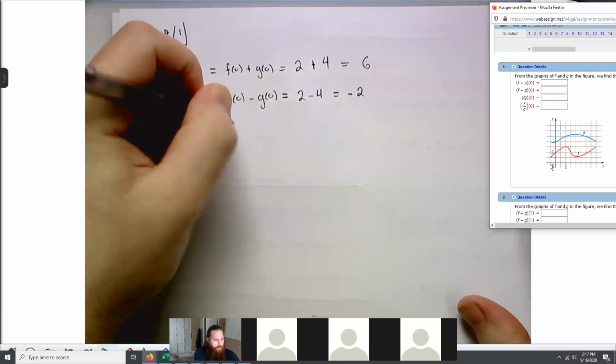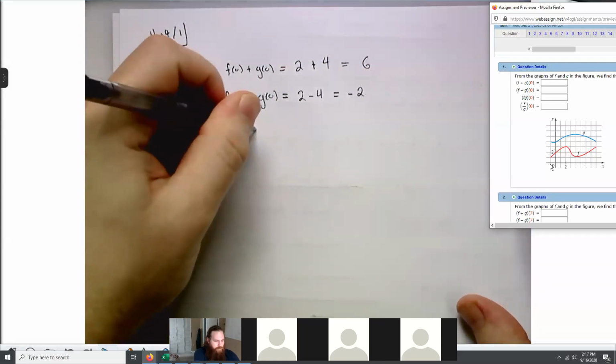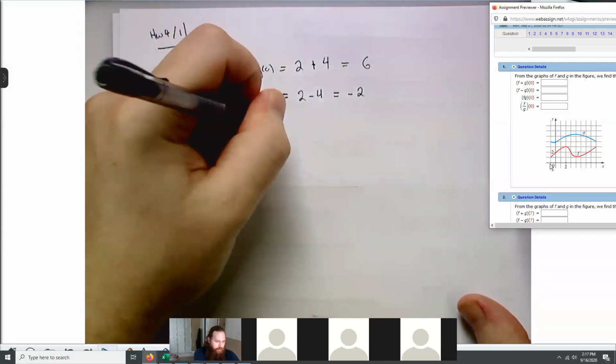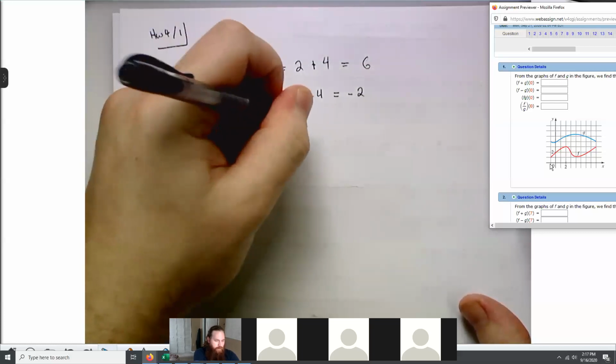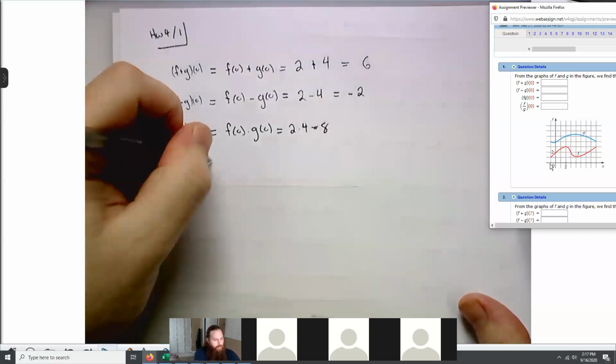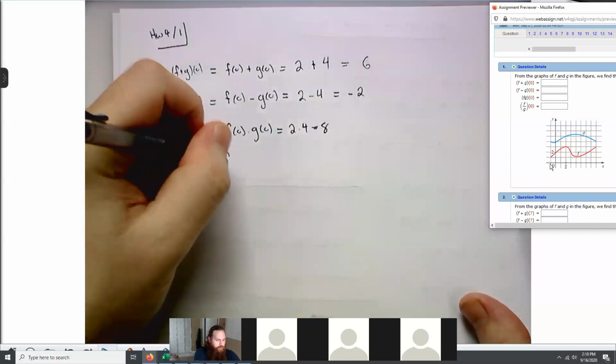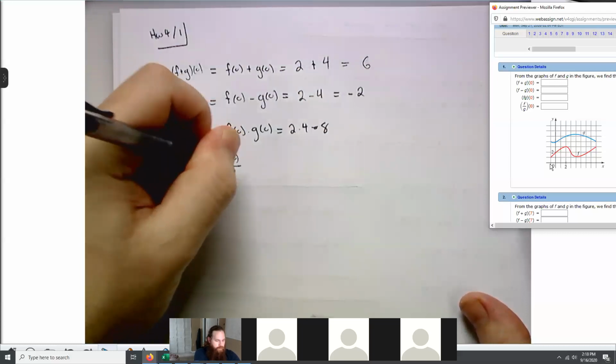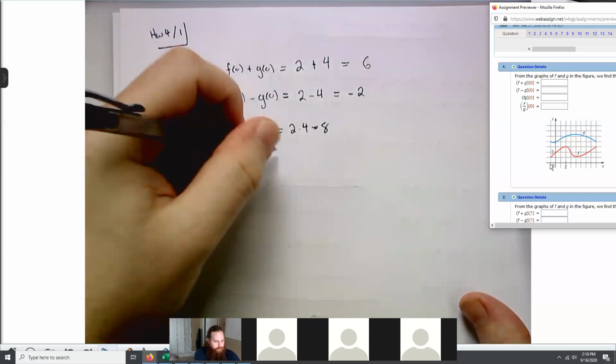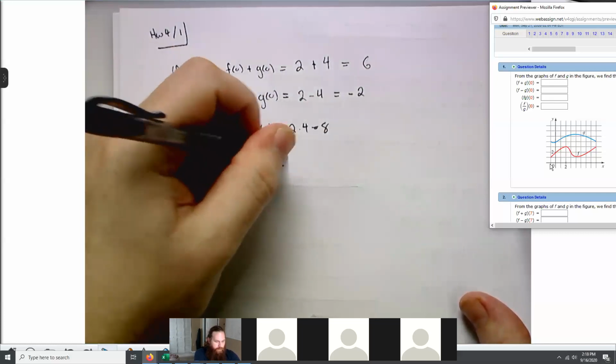F times g of 0 would be f of 0 times g of 0. F of 0 again is 2. G of 0 again is 4. So this would be 8. And f over g of 0 is f of 0 over g of 0, which is 2 divided by 4, which is 1/2.